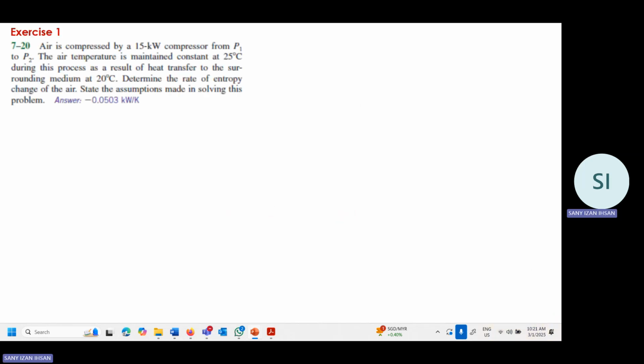Let's start with this first question, 720. Air is compressed by a 15 kilowatt compressor, from P1 to P2. The air temperature is maintained constant at 25 degrees Celsius during this process, as a result of heat transfer to the surrounding. Given the temperature of the surrounding of 20 degrees Celsius, determine the rate of entropy change of the air. State the assumption made in solving this problem.